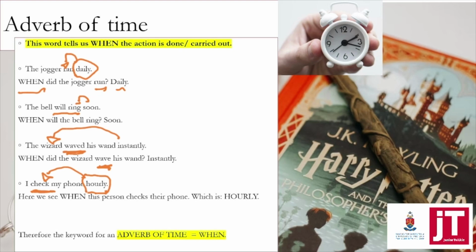And in doing so, indirectly, it tells us about the speaker, because it tells us how the speaker is performing their tasks, which does give us a lot of information about the person. Okay. Here we see when this person checks their phone. Therefore, the key word for an adverb of time is when. It's telling us when a verb is performed.